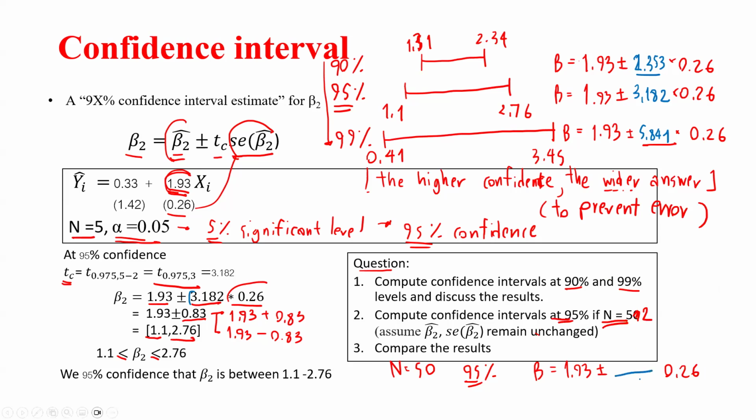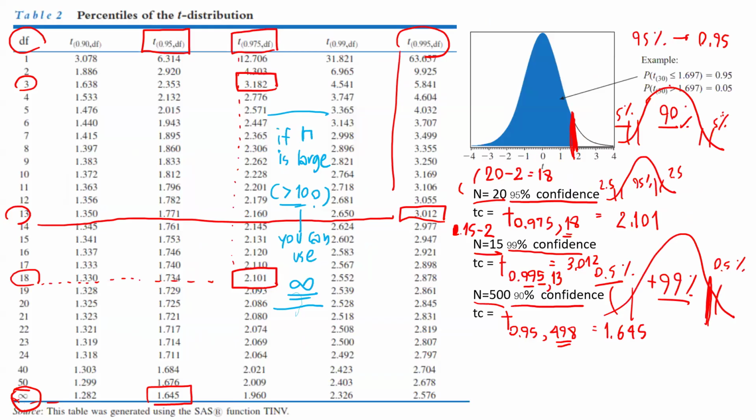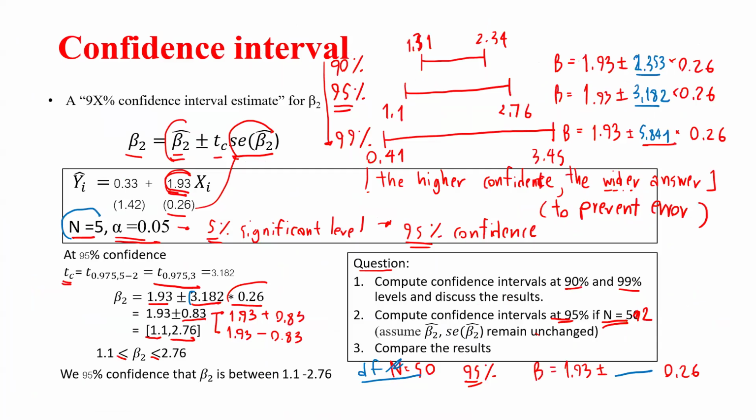So compare n equal 5, we got 3.182. How about if n equal 52, which means we have to find degree of freedom 50. So go to the table, 95%, degree of freedom 50. We don't have 50 here. Okay, this one is better. So 95%, 50, 2.009.